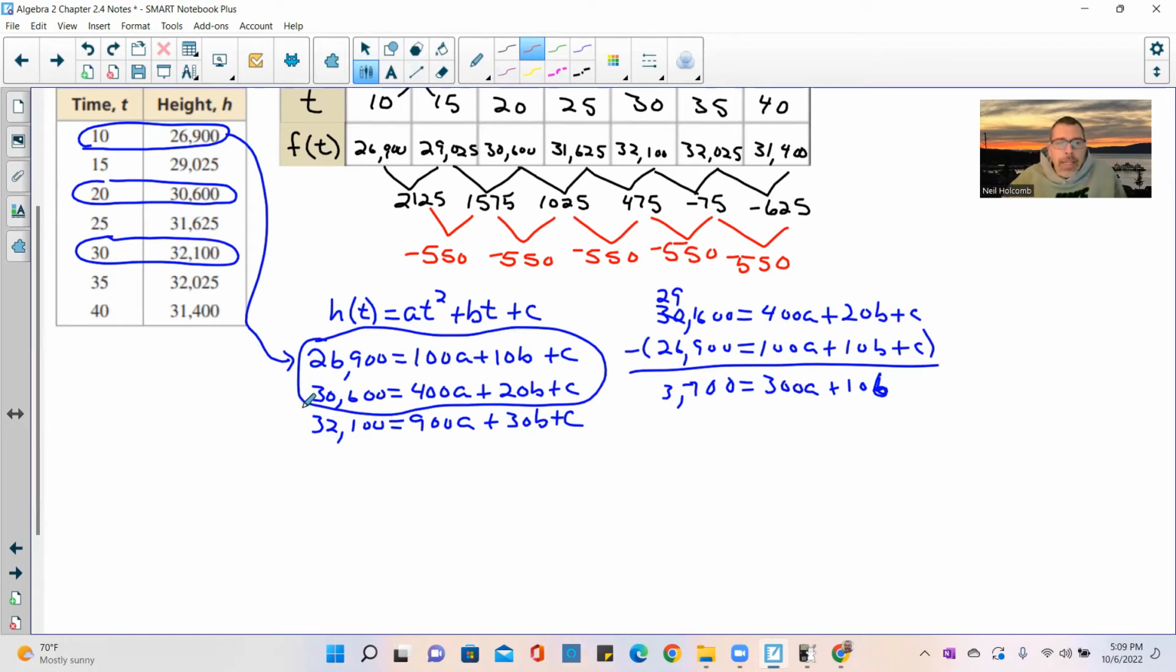I will do the second and the third, so I will do these two. So it's going to be, I'll do it over here, 32,100 equals 900a plus 30b plus c. And then the second one is 30,600 equals 400a plus 20b plus c.